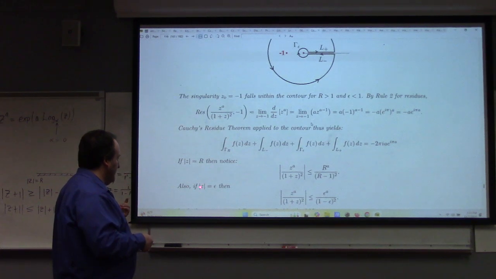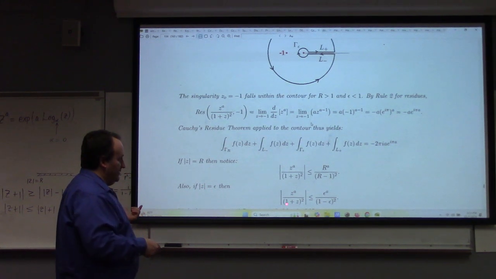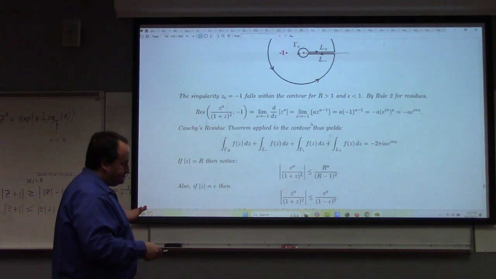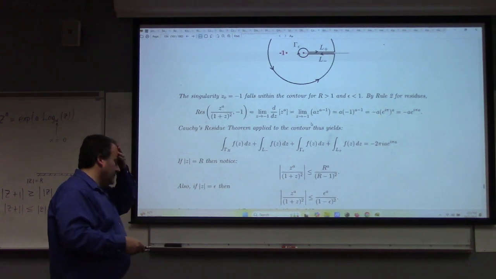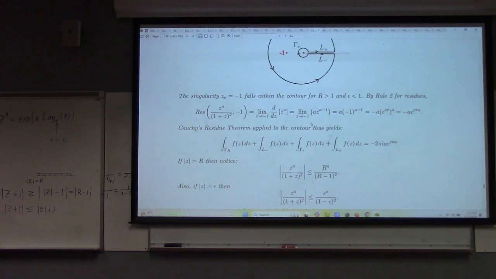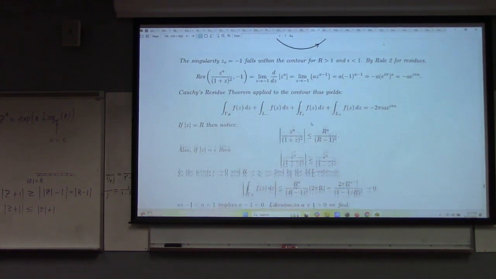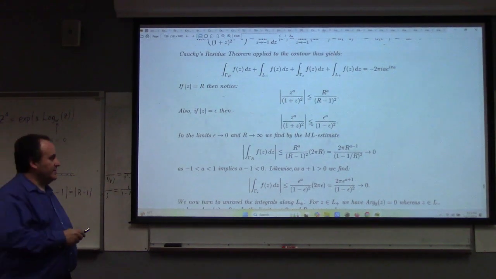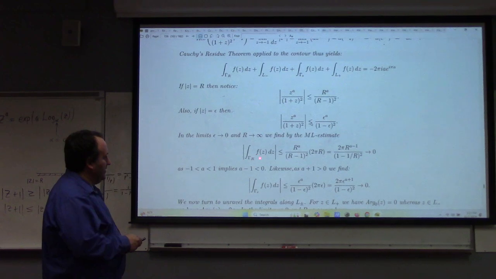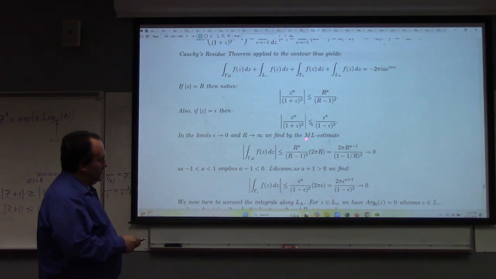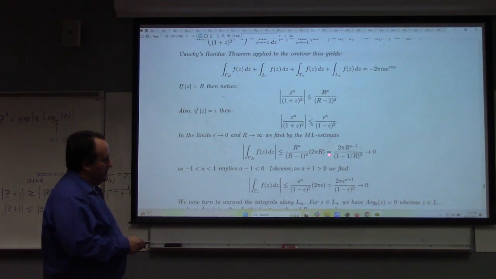On the other hand, for the epsilon circle, we have this bound here, all right? Okay, so then what? Well, by the ML estimate, the ML theorem, the integral over gamma r is less than or equal to M, which was r to the a over r minus 1 squared, times 2 pi r.